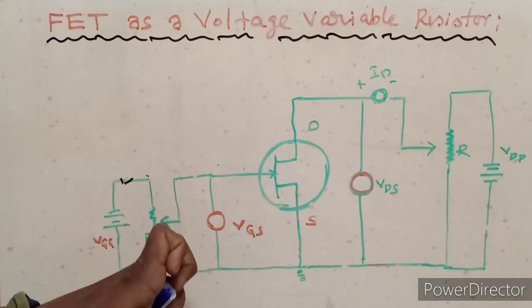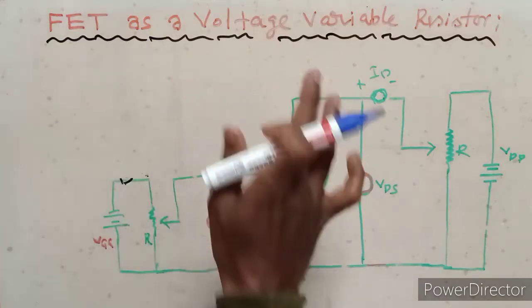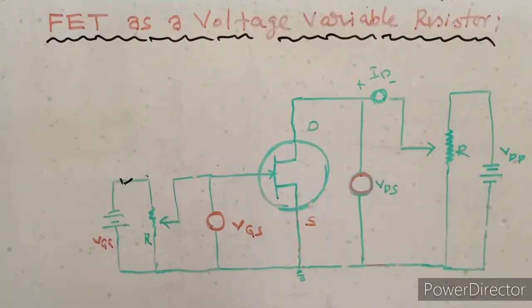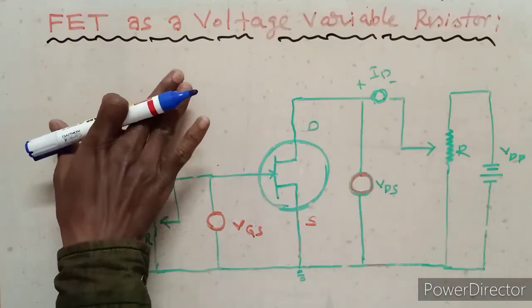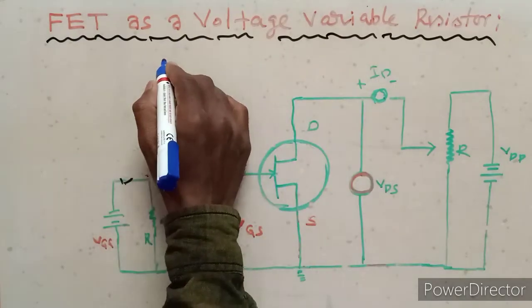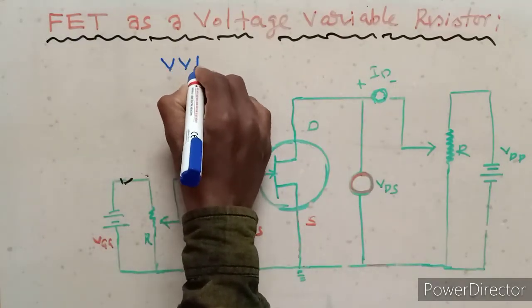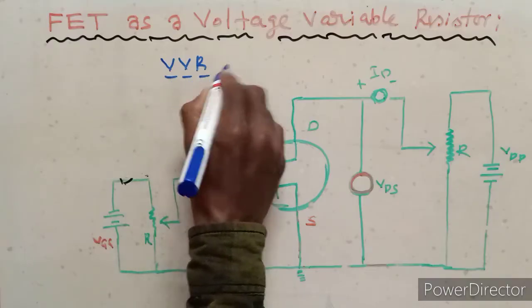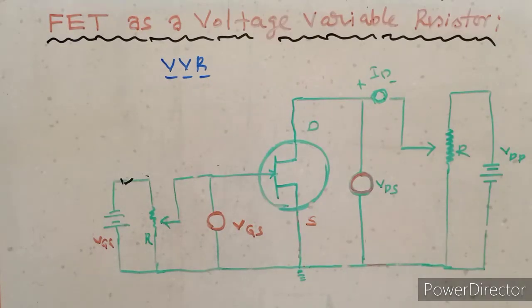Students, now we are going to discuss FET as a voltage variable resistor. FET used as a voltage variable resistor, VVR. This is the VVR, voltage variable resistor. So this is the circuit diagram of the FET.